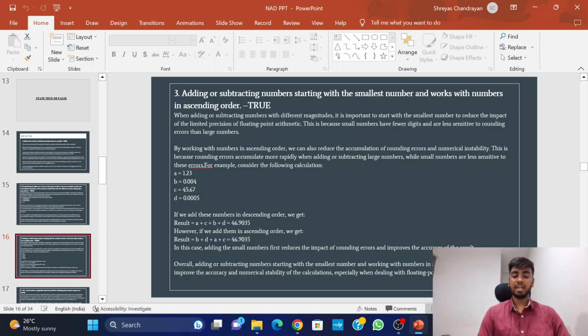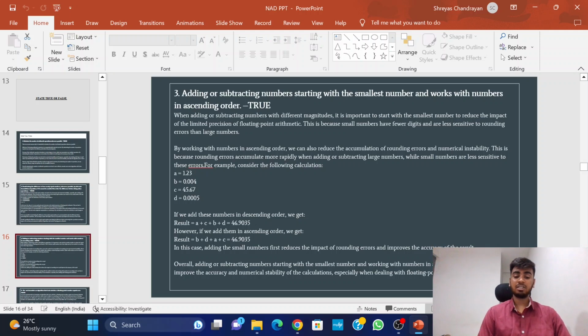This is because rounding errors accumulate more rapidly when adding or subtracting large numbers, while small numbers are less sensitive to these errors. For example, consider the following calculation. A is equal to 1.23, B is equal to 0.004, C is equal to 45.67, and D is equal to 0.0005.